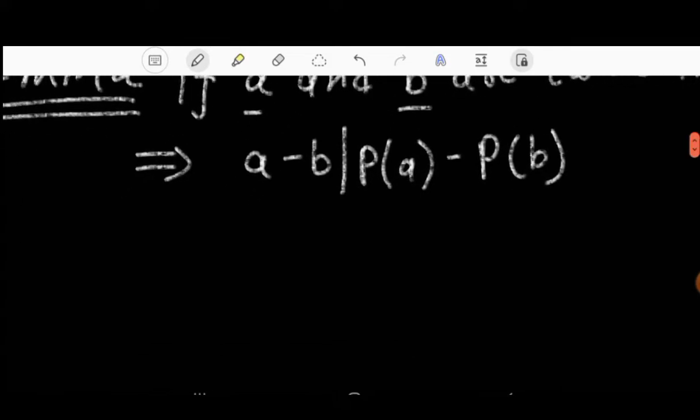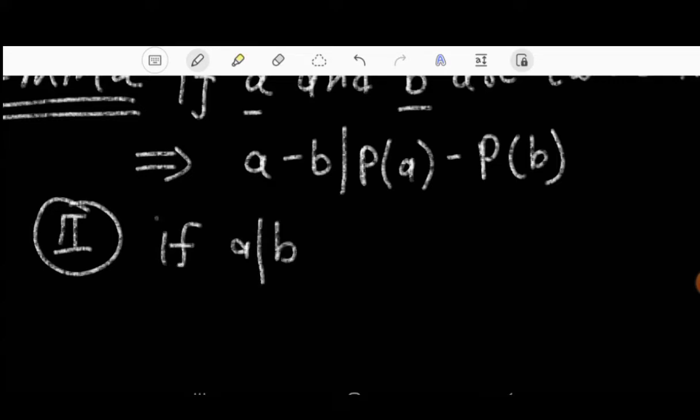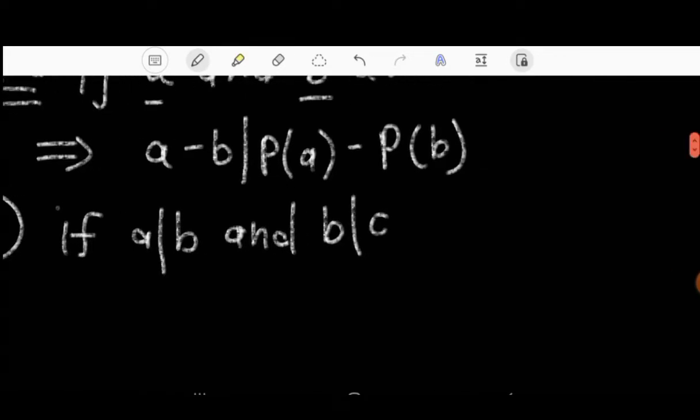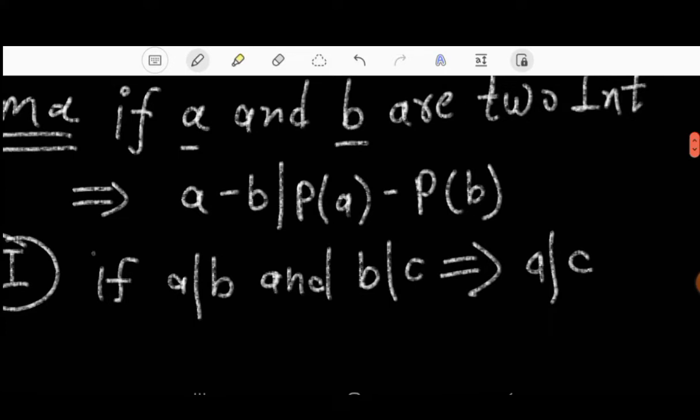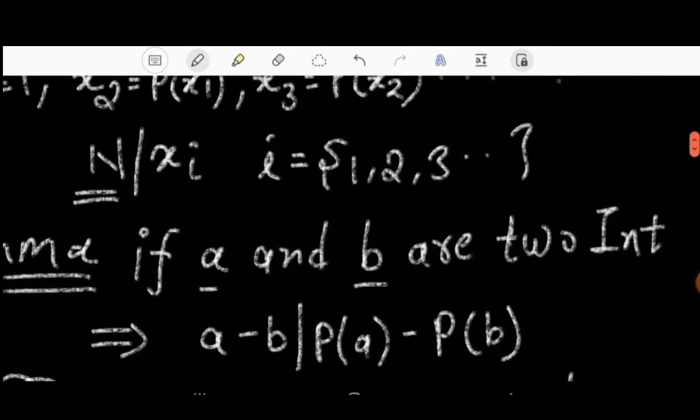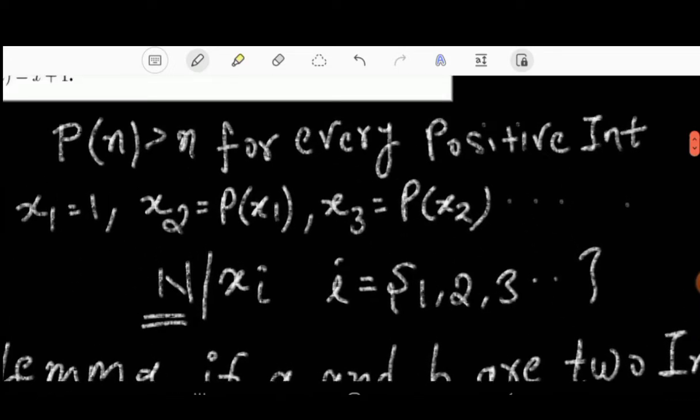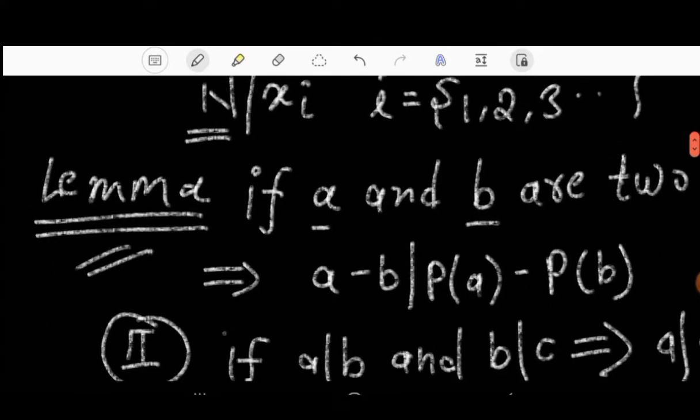And except this, our second proposition is: if a divides b and b divides c, then the resultant would be a divides c. So we are going to use these two propositions, and now let's take a look at this lemma.